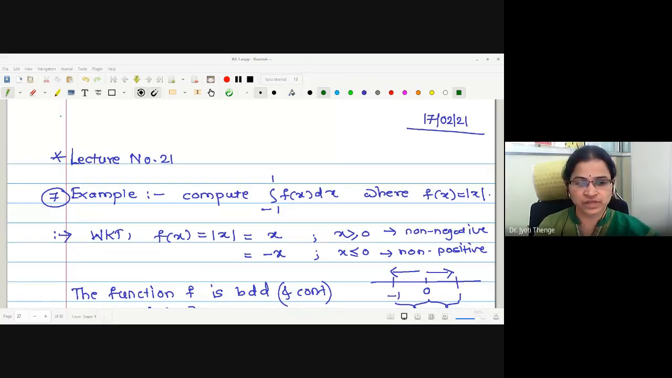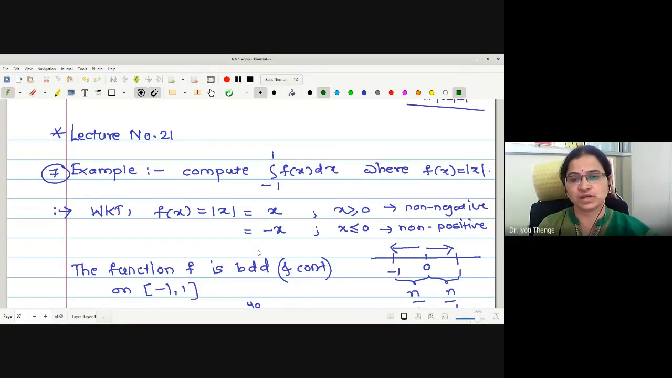In the last lecture, we started solving examples of integration by using the Riemann sum method. The particular example we saw is the integration from -1 to 1 of f(x) dx for f(x) equals mod x. In this example, we saw how an interval with both a positive part and a negative part is solved.